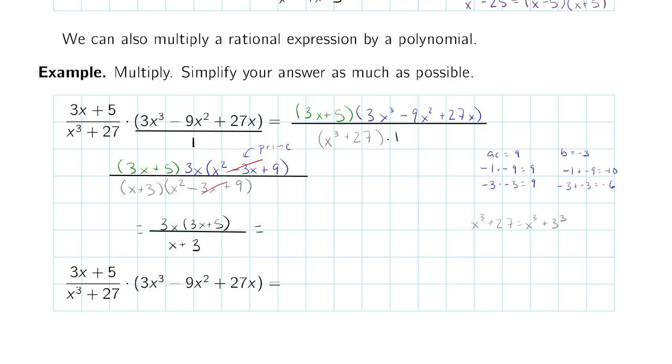Now we could leave this in this form, or we could distribute in the numerator to get 9x squared plus 15x all over x plus 3, which is our final product. 9x squared plus 15x over x plus 3.